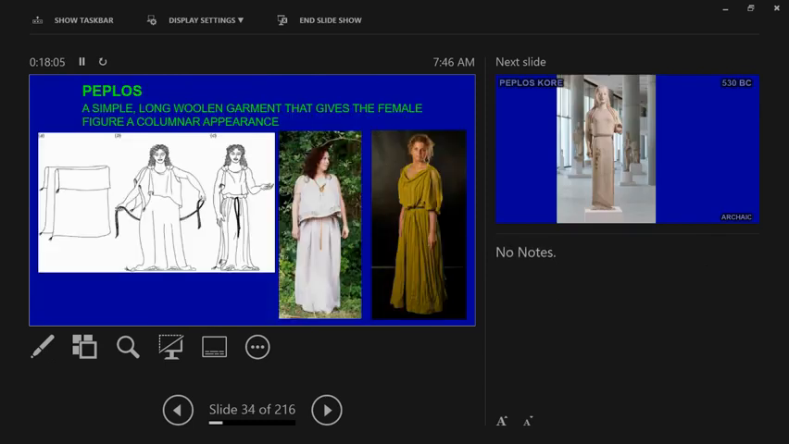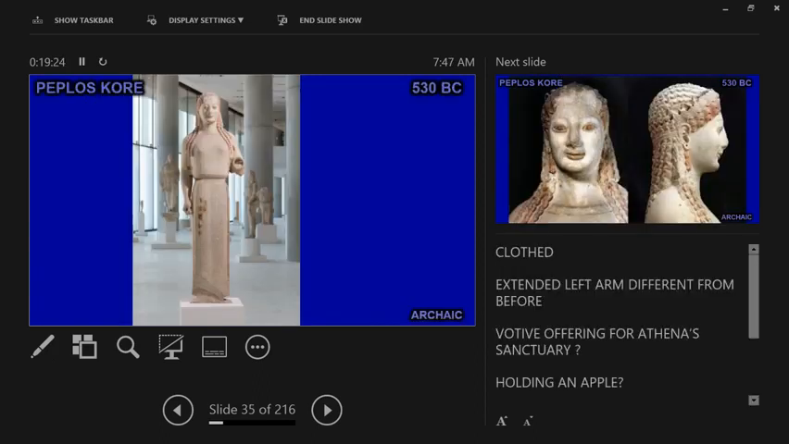I want you to know what a peplos is. Peplos is a type of Greek dress. And when I say a columnar appearance, that means she looks like a column. These vertical lines in the folds of the dress look like the fluting of a column. When you see this sculpture called a peplos kore, now you know what that peplos refers to. It refers to the dress that she is wearing there.